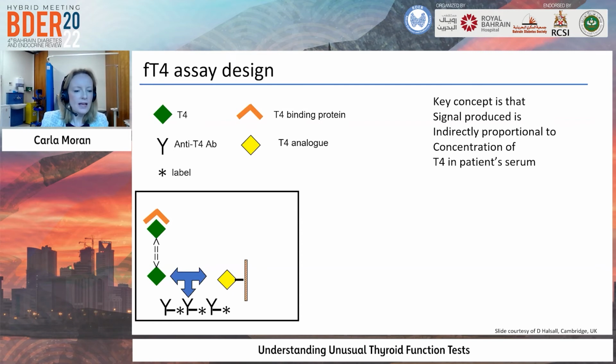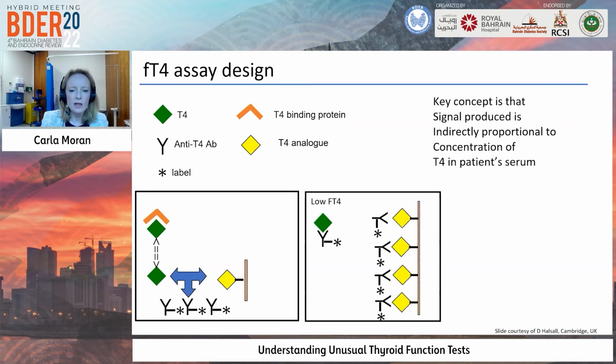So what happens in the assay is that there's competition between the T4 analog and endogenous T4 to bind to the anti-T4 antibody. And in the case of a patient who genuinely has a low T4 level, the majority of the anti-T4 antibody will bind to the T4 analog. And only the bound antibody is measured. So the signal produced is high. And the key concept in measuring T4 is that the signal produced is indirectly proportional to the concentration of the T4 in the patient's serum. So this high signal would indicate to the biochemist that the endogenous T4 level is low.